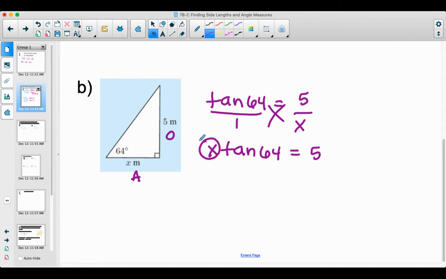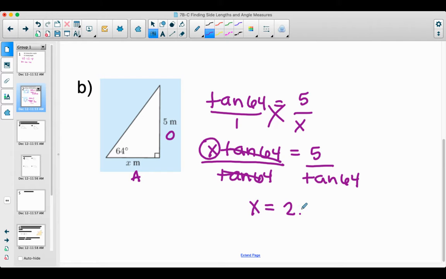And then to get x by itself, we have to divide by the tangent of 64, so that cancels. And if I do it to one side, I have to do it to the other side. And so we type that into our calculator and we get, rounded to 3 sig fig, 2.44 meters, not centimeters, meters. And that is your example of tangent.